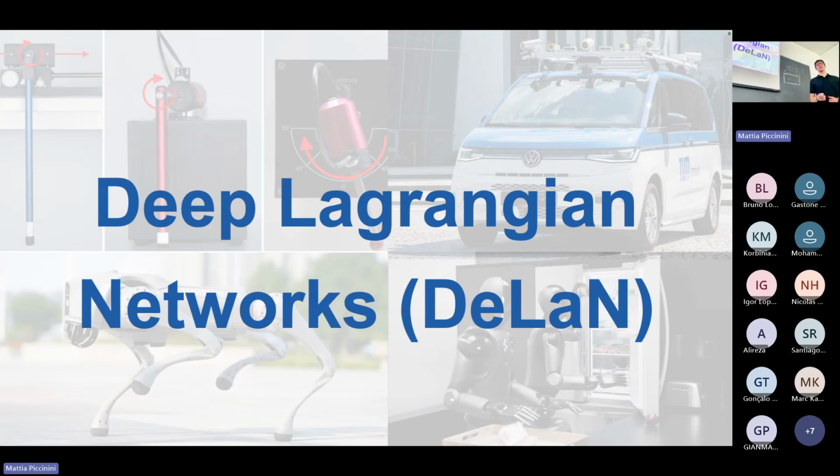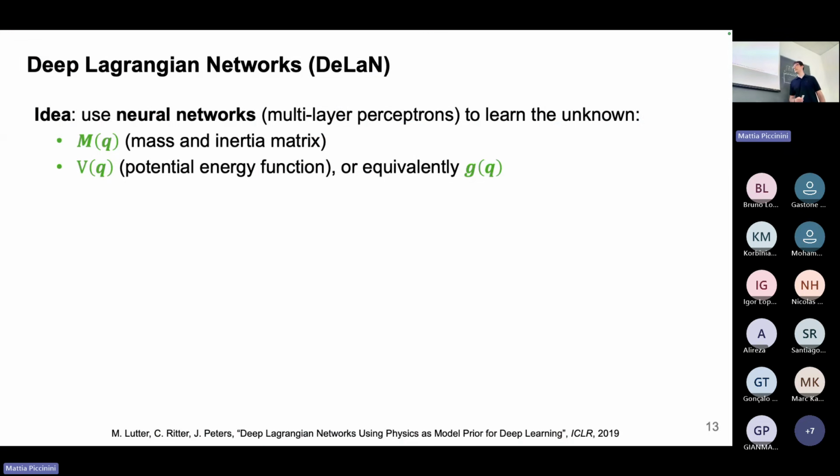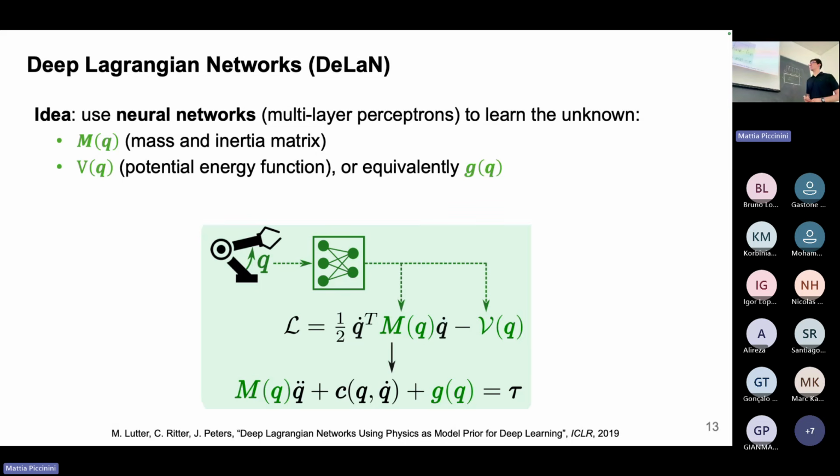And here there are a bunch of approaches. The first one I would like to start with is called deep Lagrangian networks, DeLaN. They're quite popular, especially in robotics. There is a paper from 2019. The idea is, let's not forget about the Lagrangian. Let's keep its structure, and learn the mass matrix and the potential energy, or the vector G, with neural networks, with multilayer perceptrons in this case.